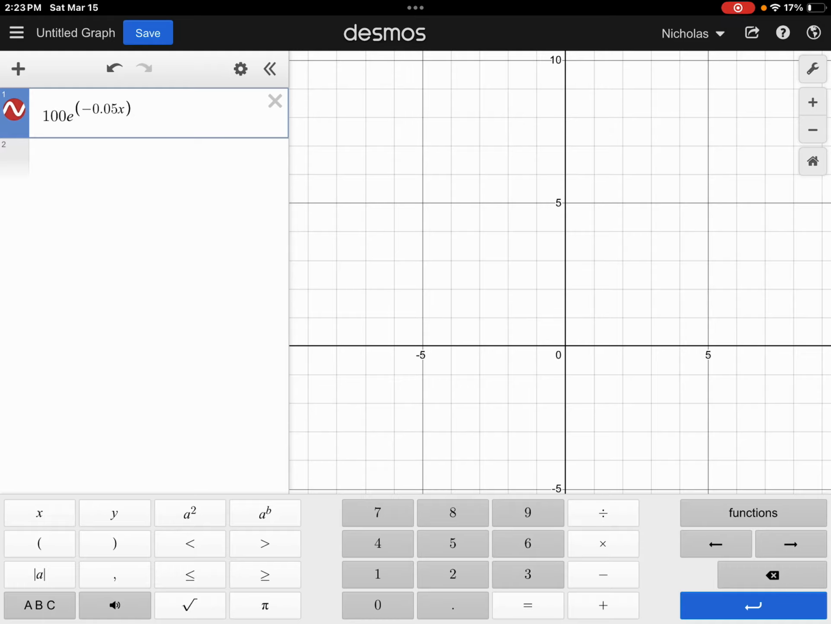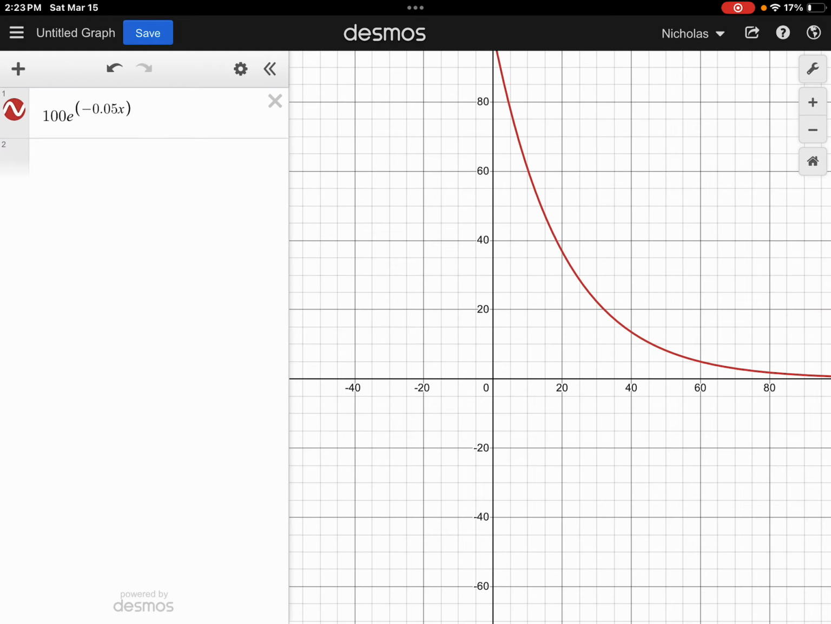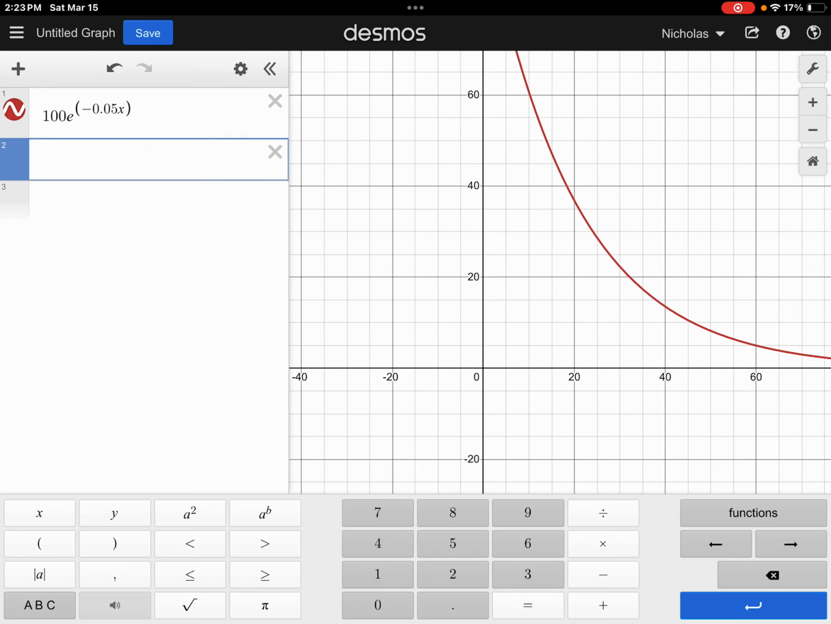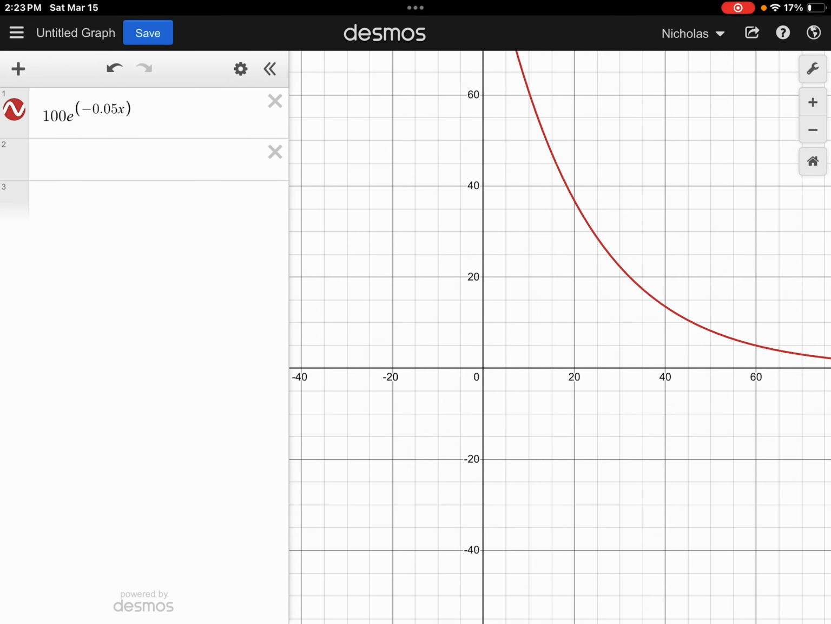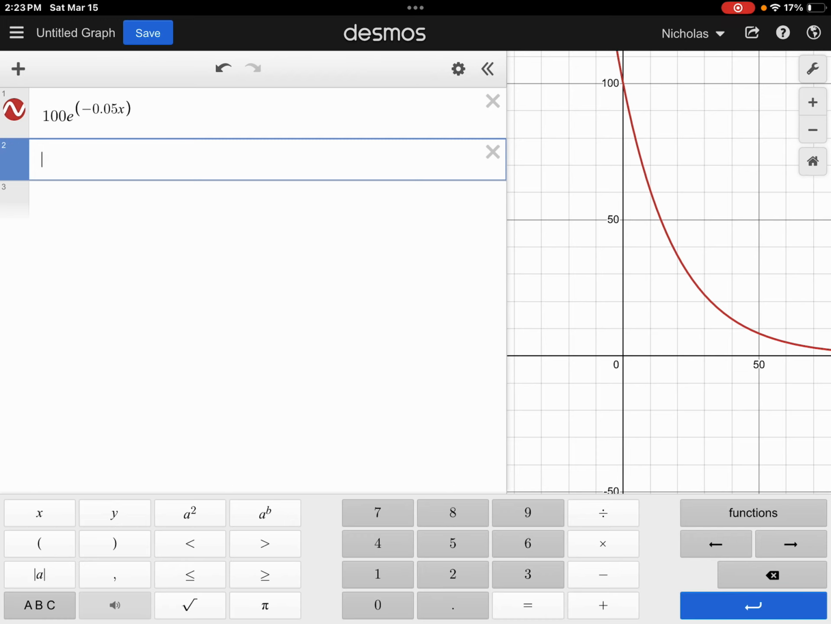And then we can't see it. Can't see our function here. But if I zoom out a little bit, we should be able to see it. There it is. And then for the other one, I believe it was, I can't remember, 4t plus 125. Okay, so we got 4 times x plus 125.